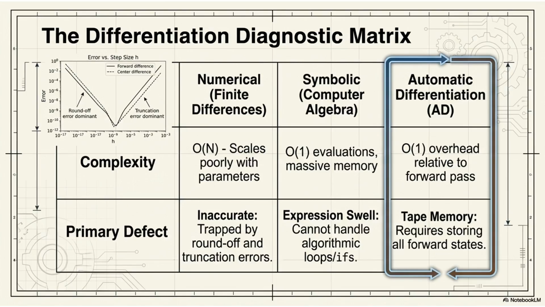This is why modern systems use automatic differentiation, or AD. It gives us exact derivatives with an overhead that is just a small constant factor of the forward pass. Its only primary defect is that it requires tape memory, meaning it has to store all the forward states.